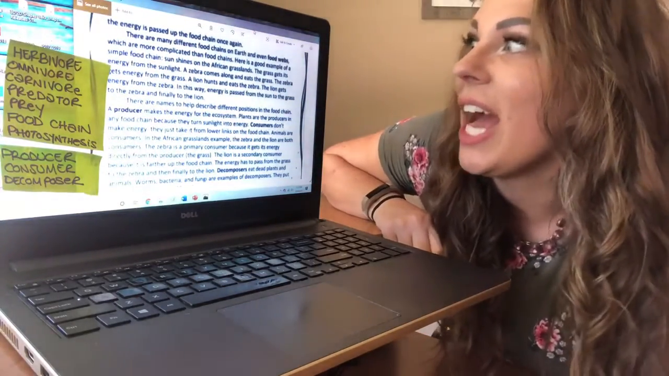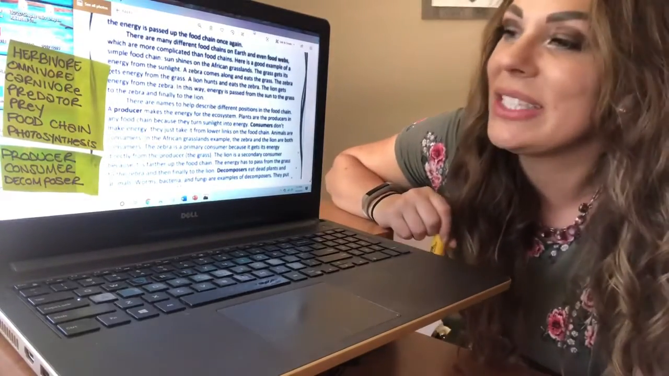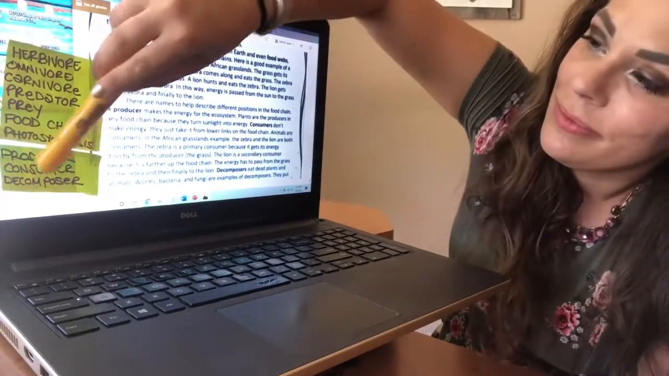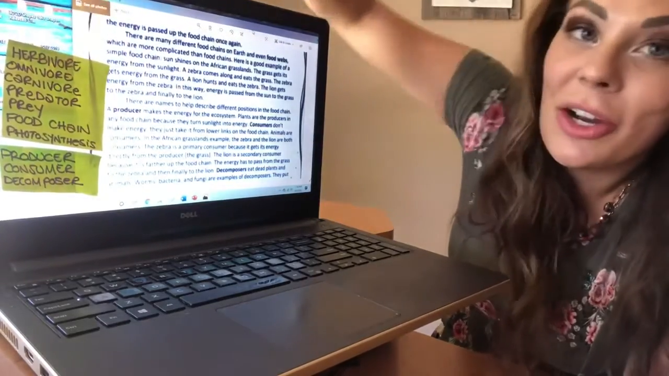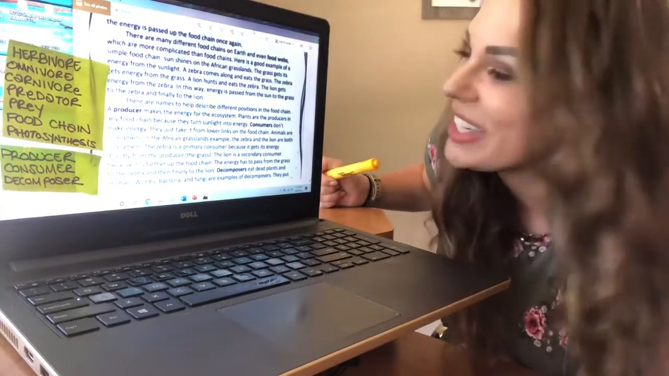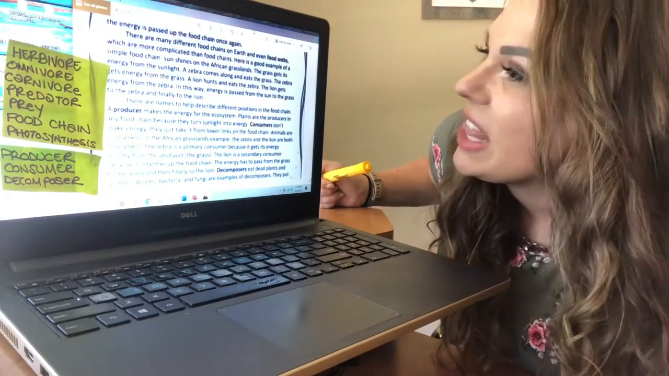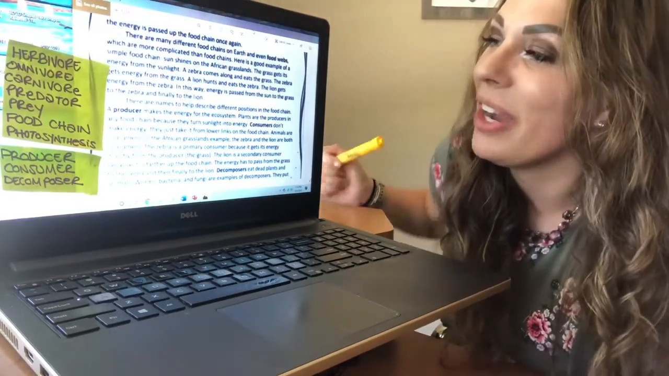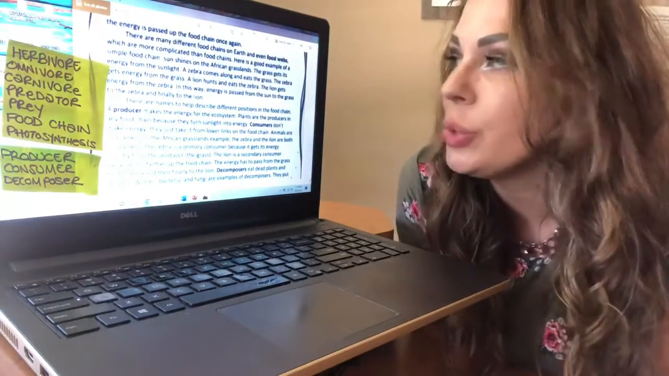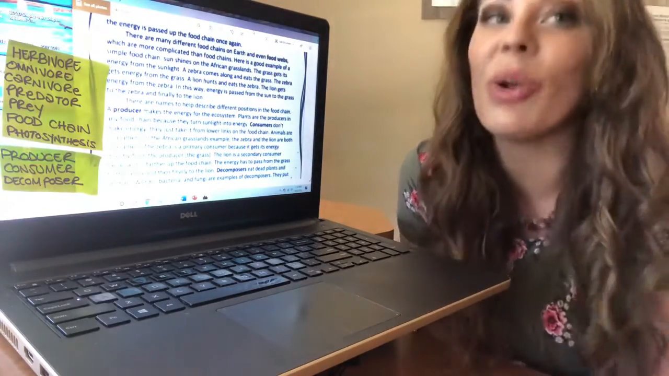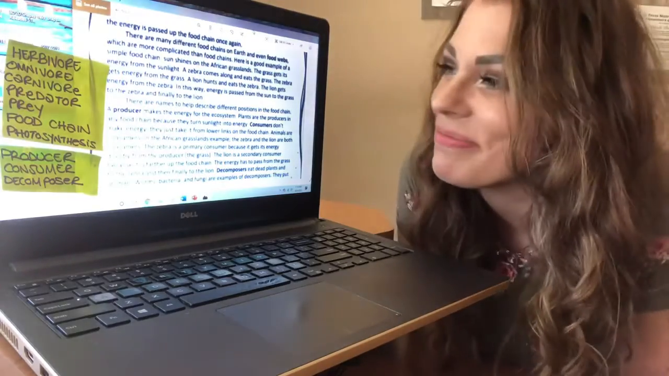Then a lion hunts and eats the zebra. That makes the lion what? A consumer and a carnivore. The lion gets energy from the zebra. In this way, energy is passed from the sun to the grass, to the zebra, and finally to the lion.